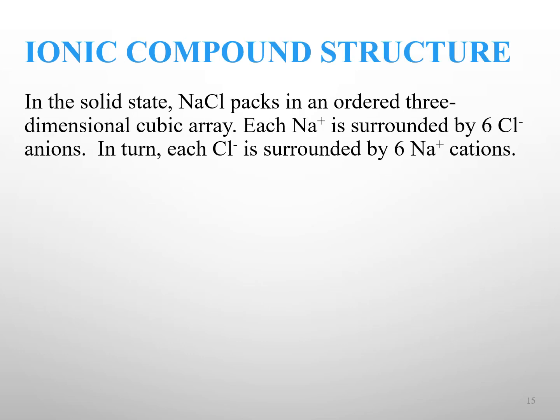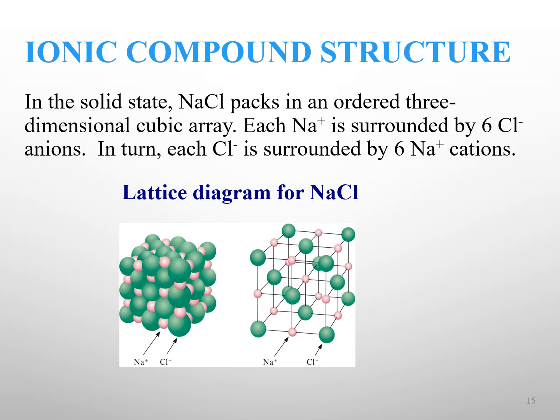You don't have to memorize this, but here's an interesting look at how NaCl is actually combined together in a solid state, crystalline form. Each Na plus is surrounded by 6 Cl ions. Each Cl ion is surrounded by 6 Na plus ions. So you can see that's how they're arranged like this.